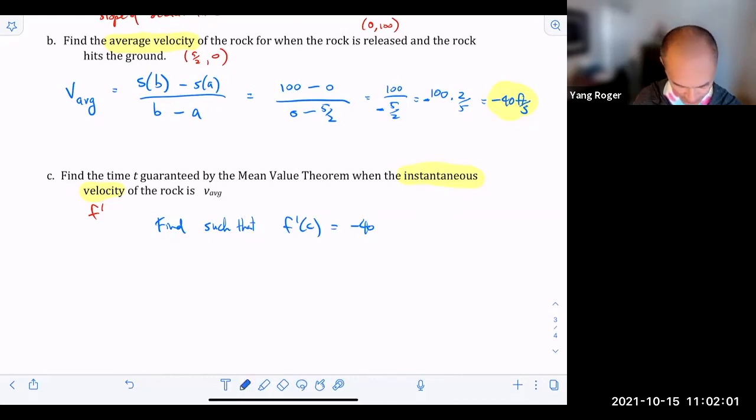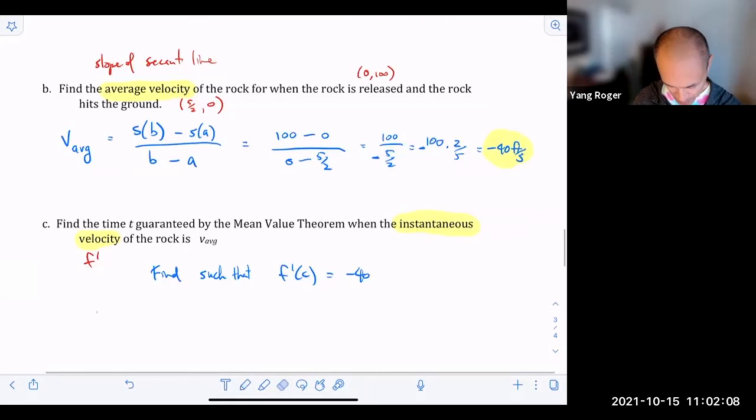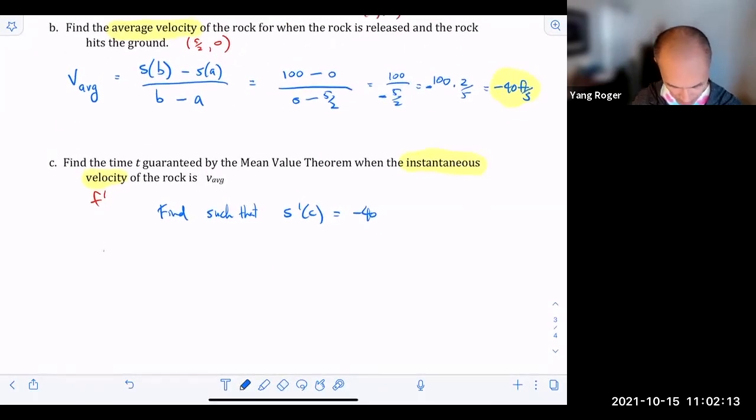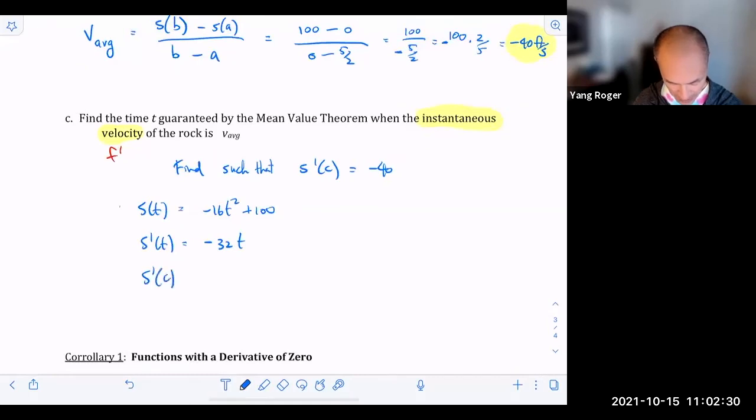So the first thing I'm going to do is take the derivative of f. Our f is actually the position function, so maybe I should change that f to an s like this. And we know that s of t is equal to -16t squared plus 100. This means s prime of t is equal to -32t. This means that s prime of c is equal to -32c. And I want to set that equal to 40.